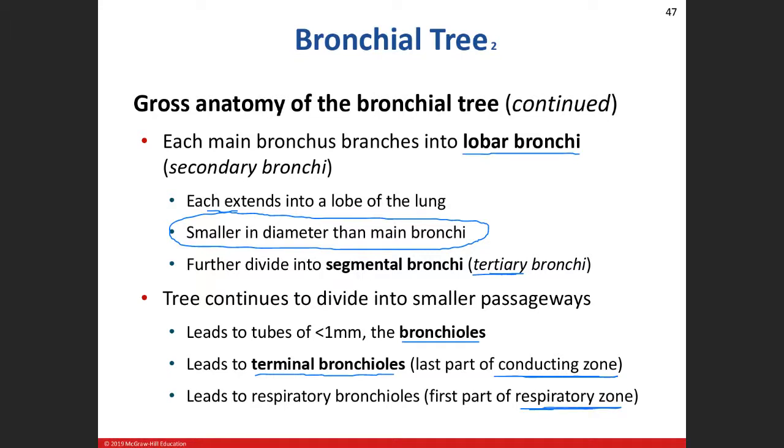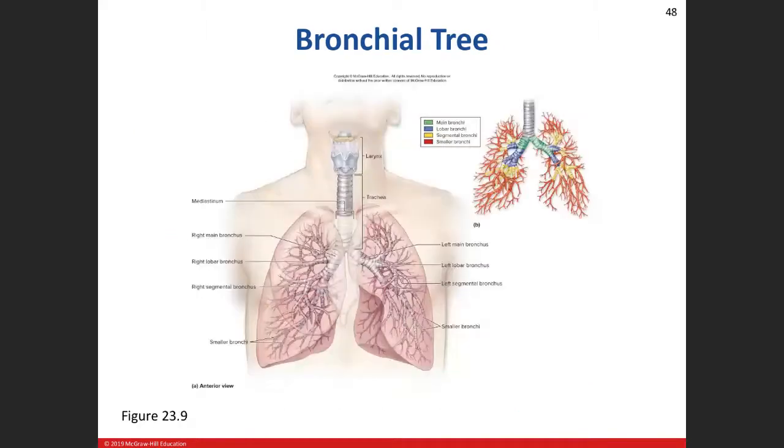So think about it. In the conducting zones, we try to conduct oxygen down into the lungs and conduct carbon dioxide out of the lungs. You will not see an exchange of gases in the conducting zone. It's going to be in the respiratory zone. Okay, so this is what we're seeing here. You can see on the picture here.